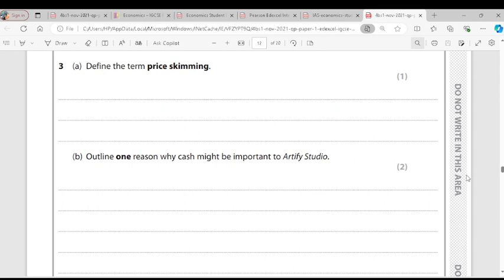Question 3. Define the term price skimming. Price skimming is a pricing strategy that a business uses when introducing a new product, by setting a higher price on the product, then reducing it at a later date. So it's a new product that is about to be launched into the market. The business will set a high price on it with the aim of reducing it at a later date.